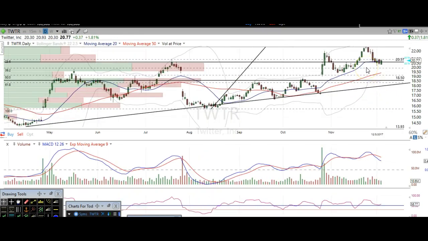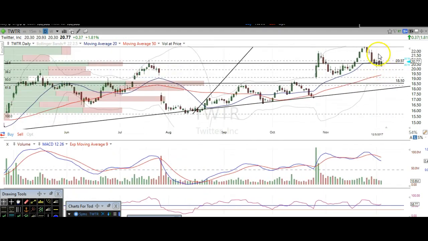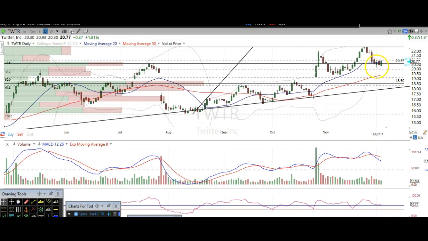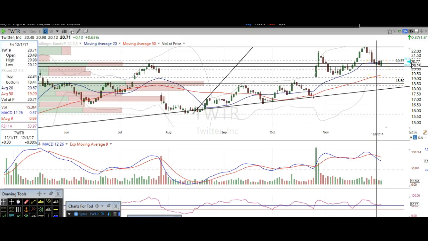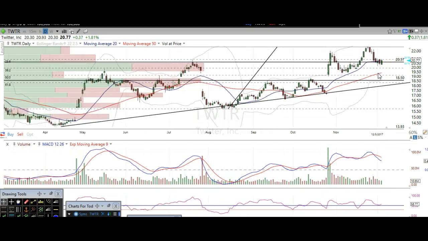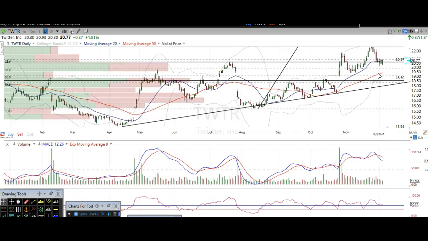And Twitter here is flirting with this support level right here. If we break these lows, so about 20, let's call it this low right there, 2012, then I think it's going to head lower. I'm not as interested in shorting it here, even though I think it will head lower if it breaks that low. But I'm more interested in buying it on the long side.